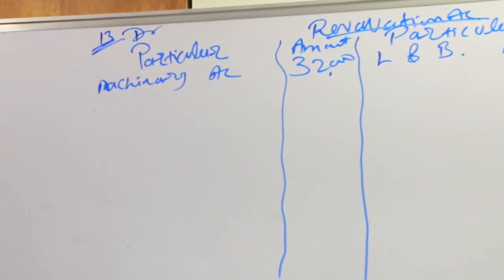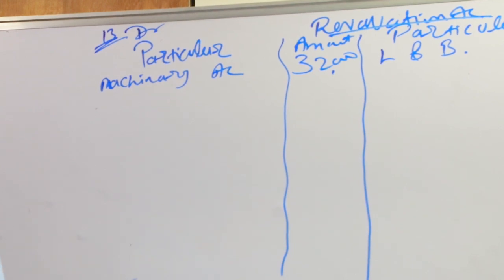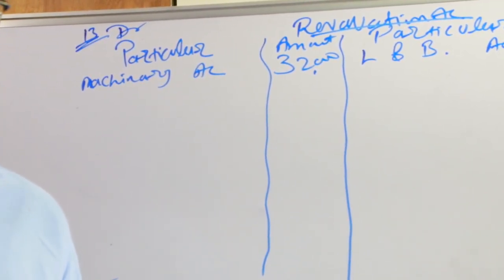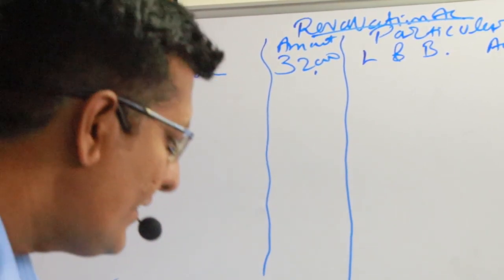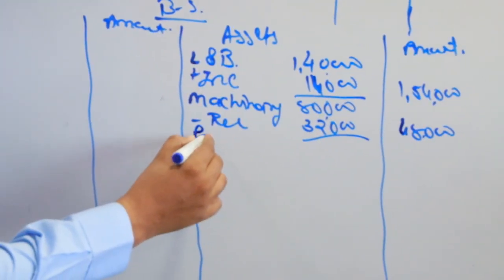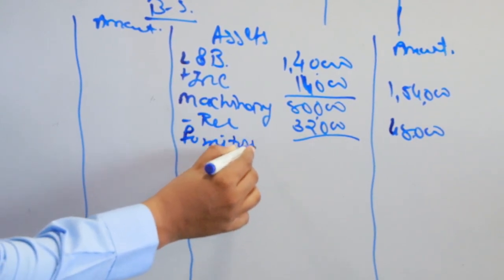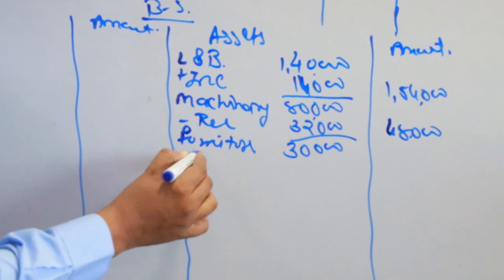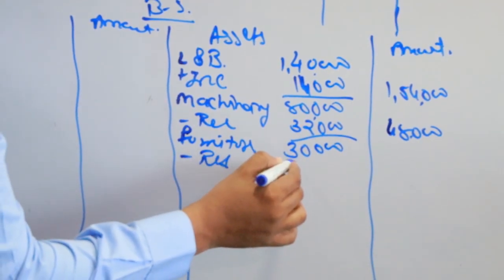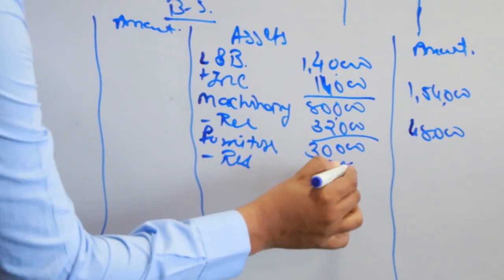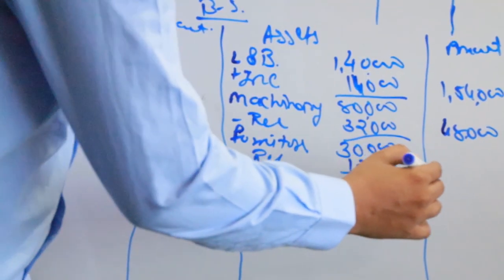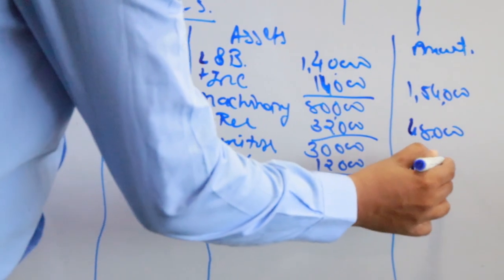Next, same way furniture. Furniture is also reduced by 40%. Look at the balance sheet. In your balance sheet, furniture is given 30,000, minus reduce how much? 40%. 40% means 12,000. 30,000 minus 12,000, that means 18,000.